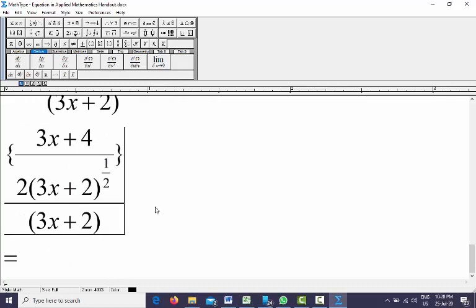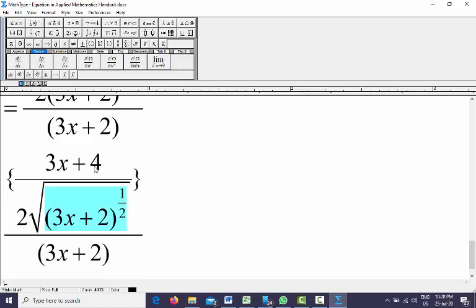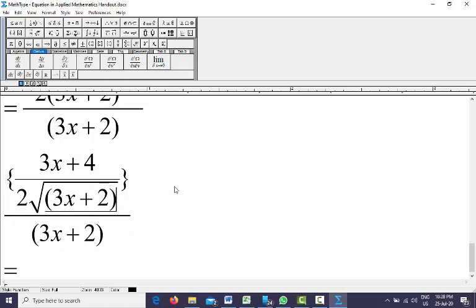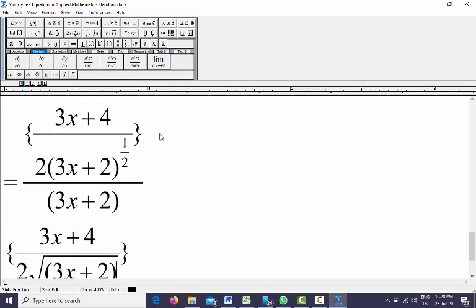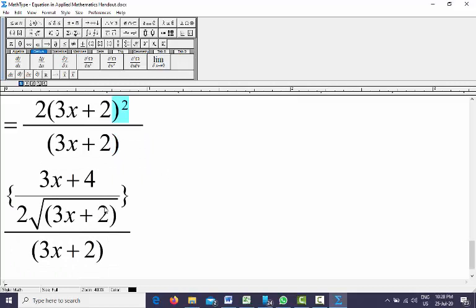Now we know that power half can be written as square root. If you have power half, you can convert it to square root. So that means 2 square root of 3x plus 2, and above we have 3x plus 4.